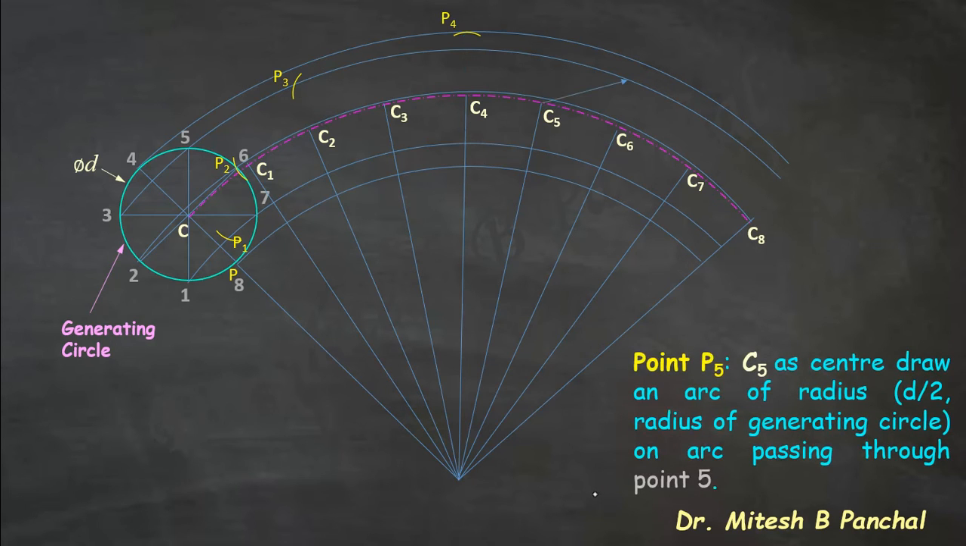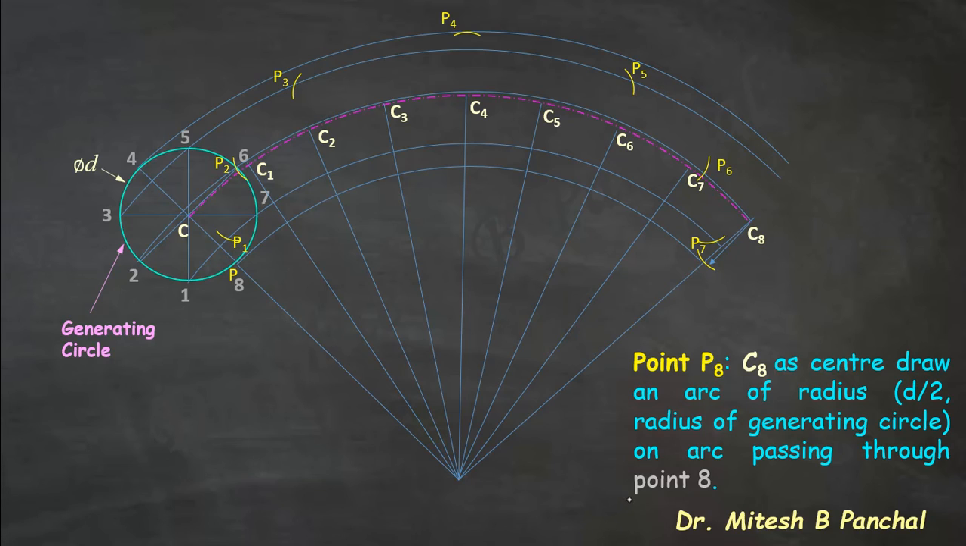Now C5 as a center, d by 2 as a radius, considering arc on the arc passing through point 5, we can have P5. Same way C6, P6 we can obtain, C7 as a center, and we can obtain P7. And at last, after completion of one revolution, point P will get its original position, that is the lowermost position on the circumference. So we can obtain P8.